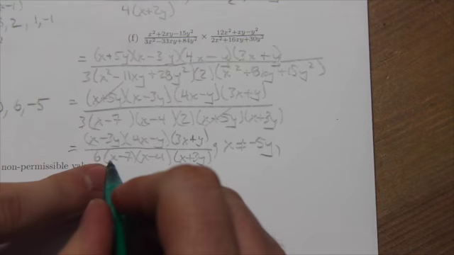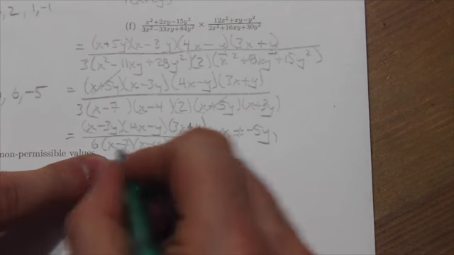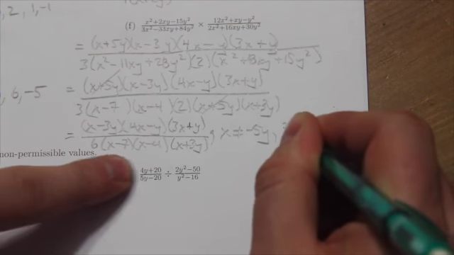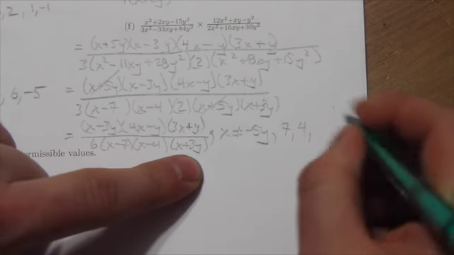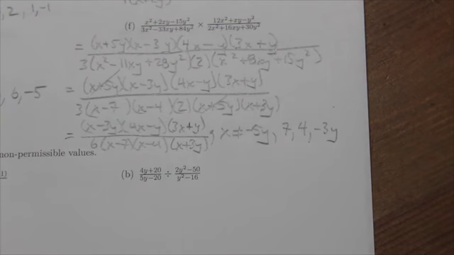But I need to state the other non-permissible values, so I just go through this in order. The 6 is not causing me a problem. 6 is okay. But I can't let x be 7, I can't let x be 4, and I can't let it be negative 3y. And those are all my restrictions.